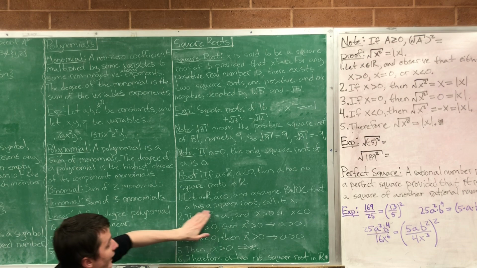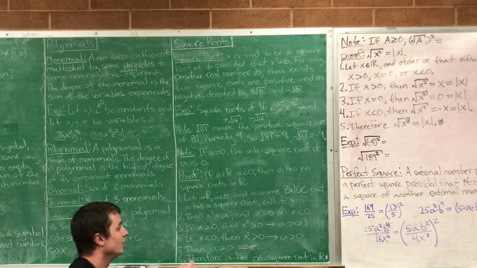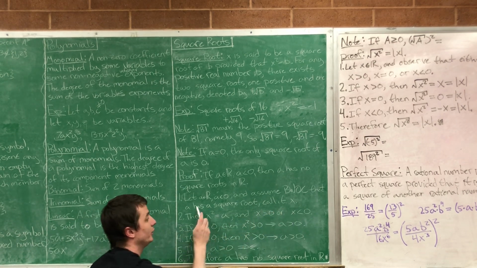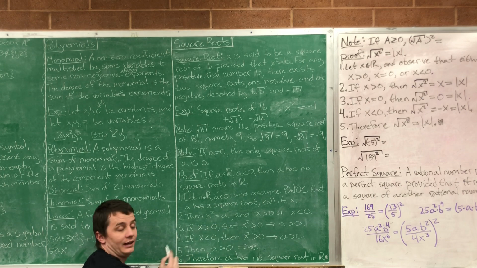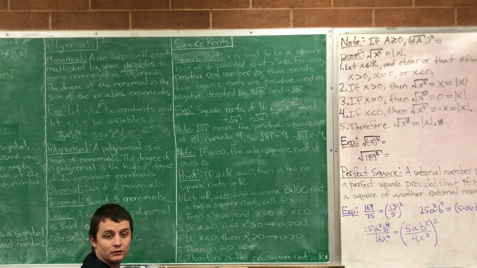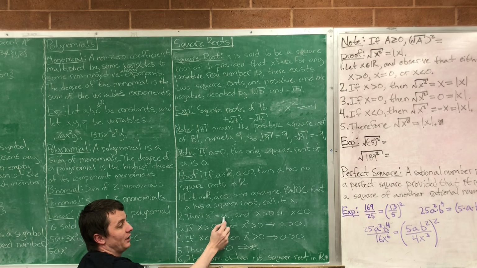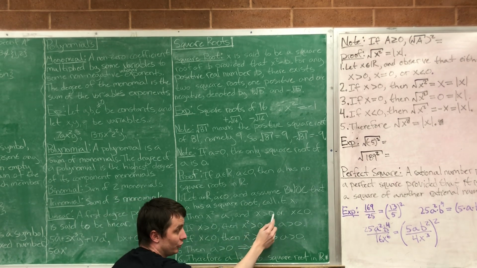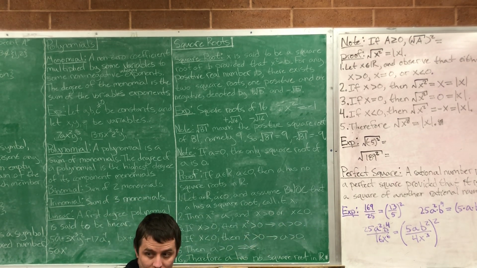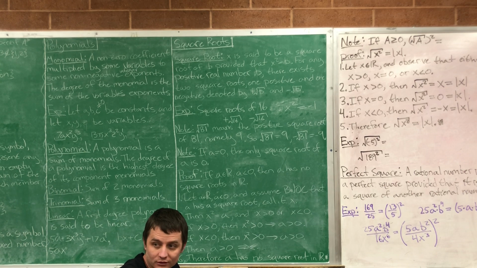So, assume a has a square root, we'll call it x. Since x is the square root of a, then I know that x squared equals a, right? So then x squared equals a, and I know that x is either greater than 0 or less than 0. It has to be a positive number or a negative number, right? Why can't it be 0?